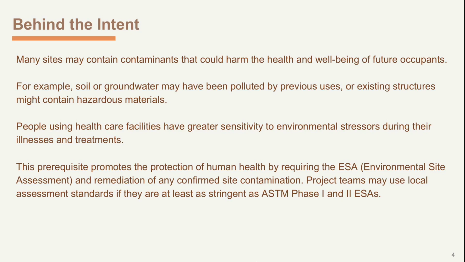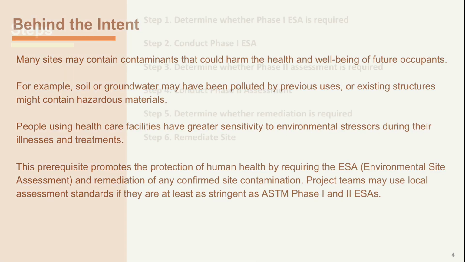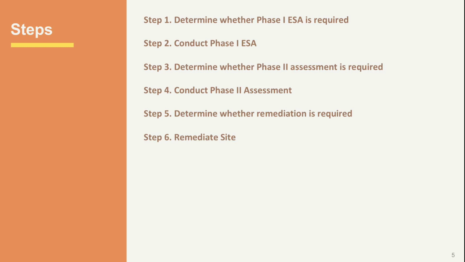Project teams may use local assessment standards if they are at least as stringent as ASTM Phase 1 and Phase 2 ESAs. So the steps for this assessment are: Step 1, determine whether Phase 1 ESA is required. Step 2, conduct Phase 1 ESA. Step 3, determine whether Phase 2 assessment is required. Step 4, conduct Phase 2 assessment. Step 5, determine whether remediation is required. And Step 6, remediate site.